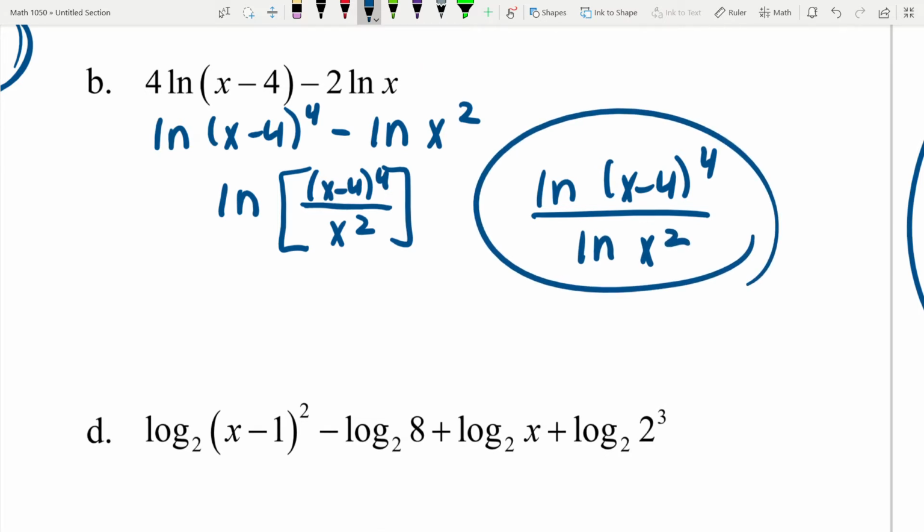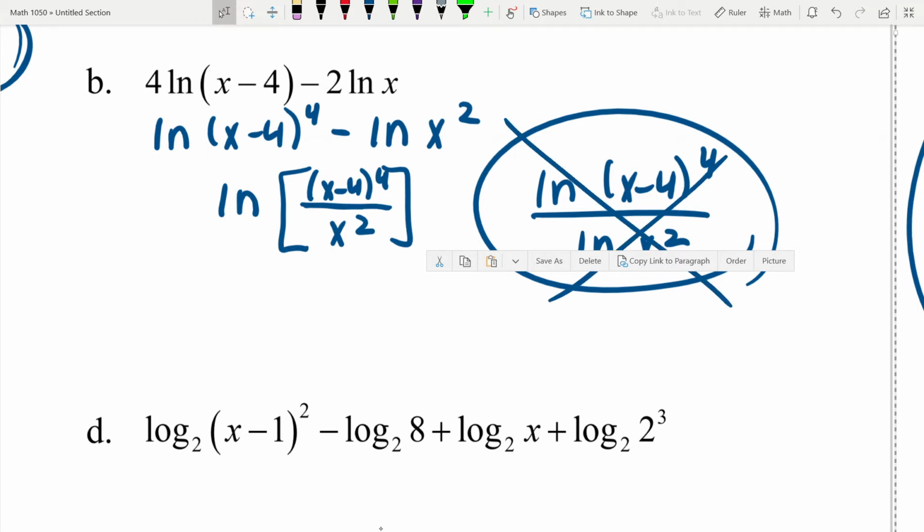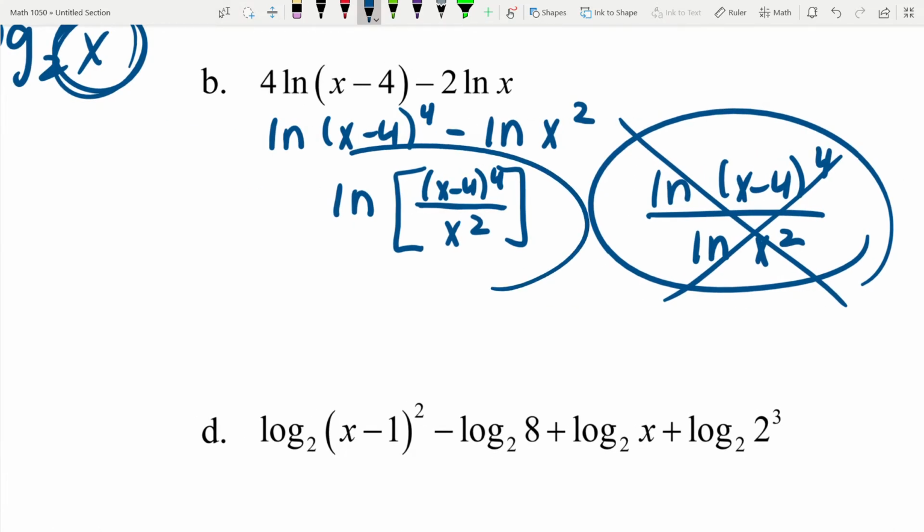Look what some people do. If the directions say condense, and your friend writes that down, you know the second you look at it, they're wrong. How do you know that? They wrote ln twice. You're only supposed to write ln once.